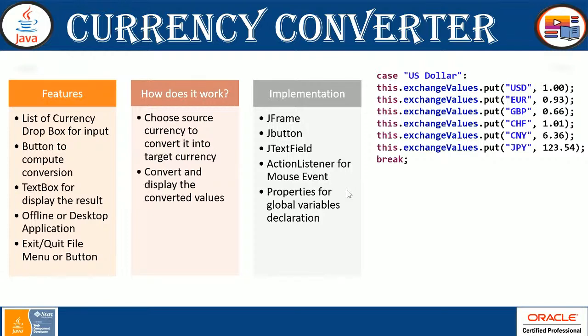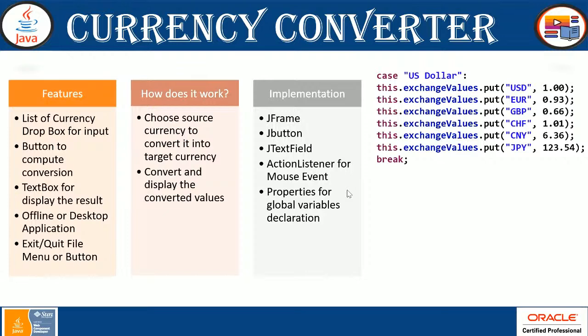Features. We have to list down all the currencies available all over the world in a drop down for input. The user can select the currency to convert from and to, and a button will compute the conversion and calculate the conversion of the currency. A text box displays the result. It is an offline or desktop application.